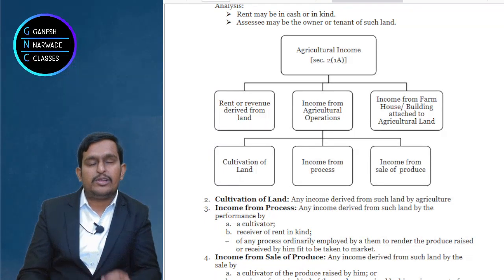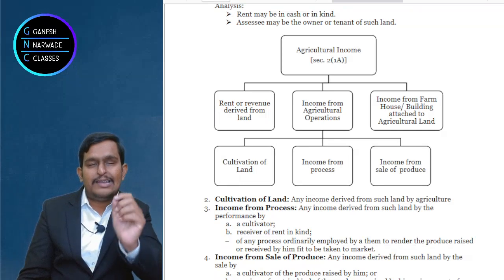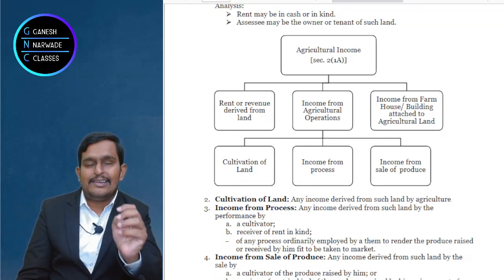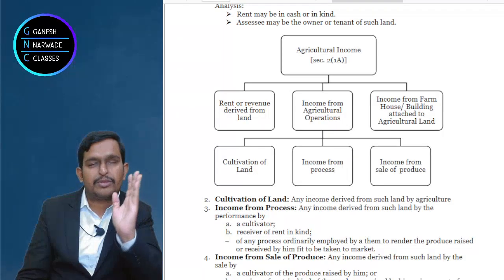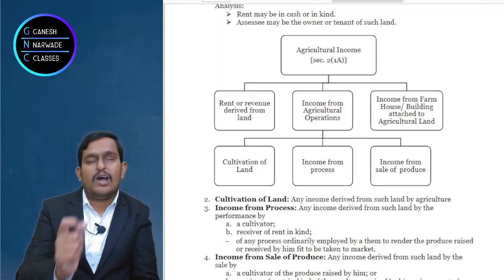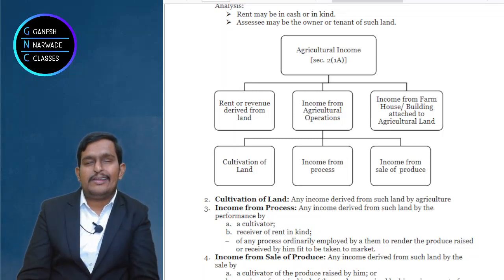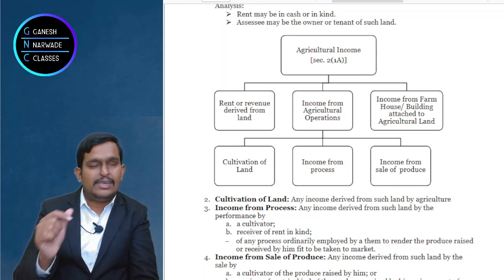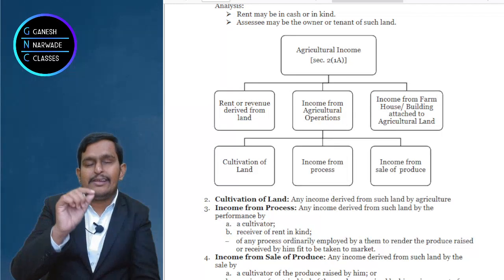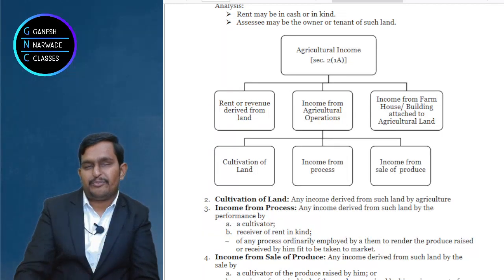So what is the first point to remember? Rent or revenue from land. That land is in India and used for agricultural purpose. The rent may be received in cash or in kind. So what is in cash? So you get money whether in bank or physical cash. No problem. It is cash.